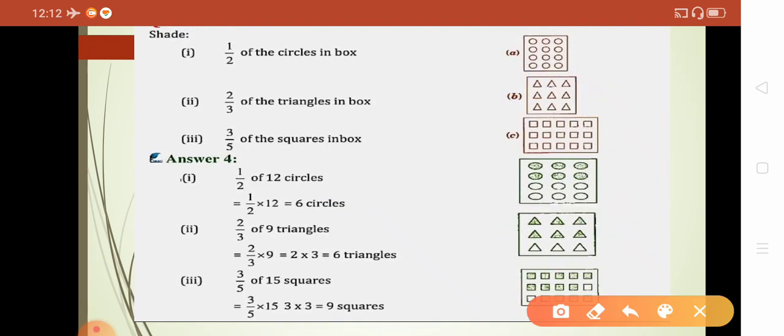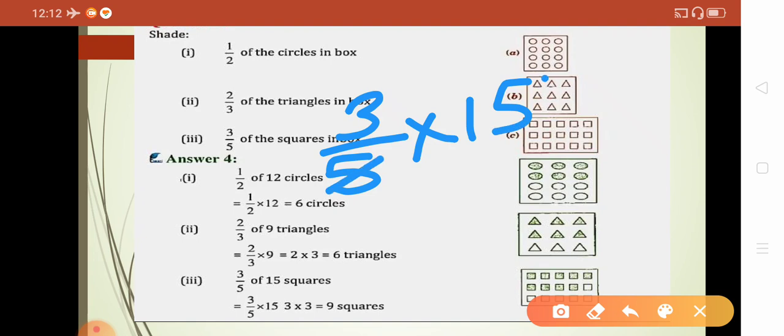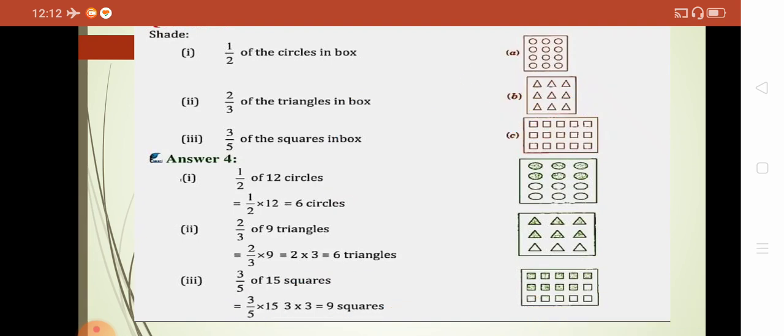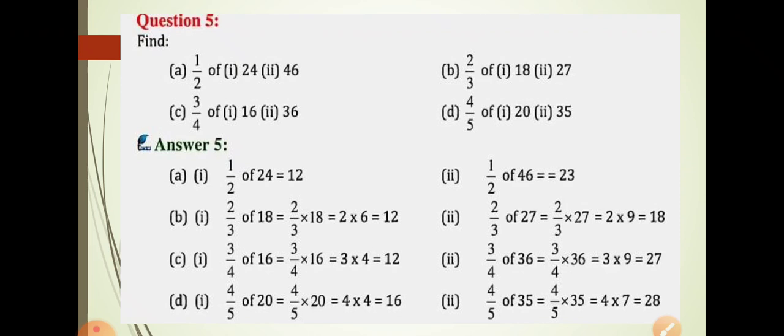Again you have 3 by 5 of the squares in the box. So how many squares are there? 15 squares. So 3 by 5 of 15. 5 3s are 15 and 3 3s are 9. That means you have to shade 9 squares. Clear? Move to the next one.